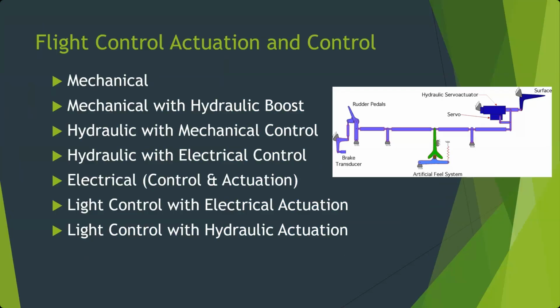And then some aircraft even do go into fiber optics, and they have light control. And you've got light control connected to electrical actuators. You can also have light control connected to hydraulic actuators. And most aircraft use some combination of these different systems. So let's start looking at what these are.